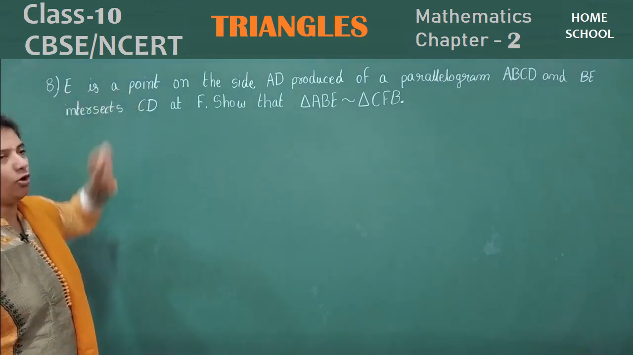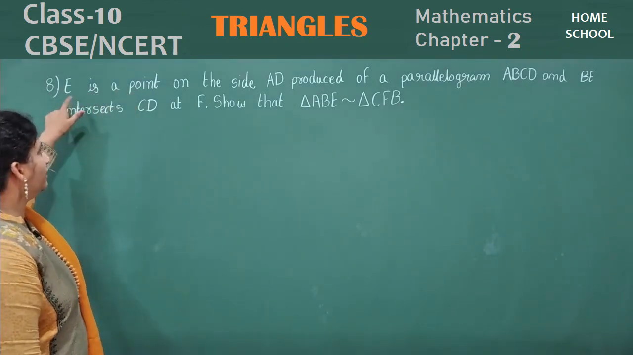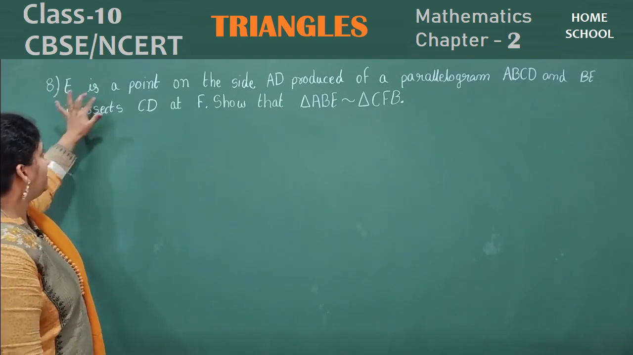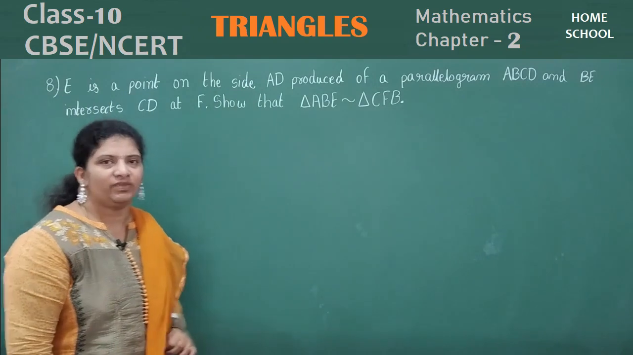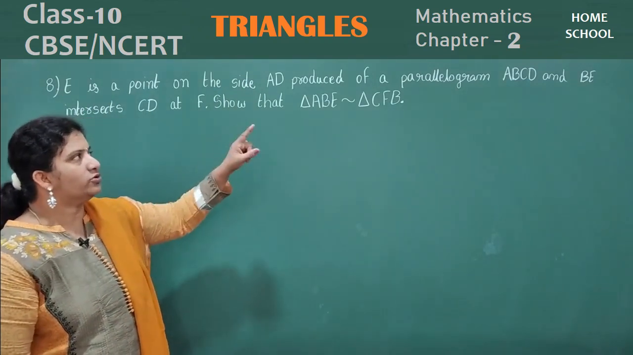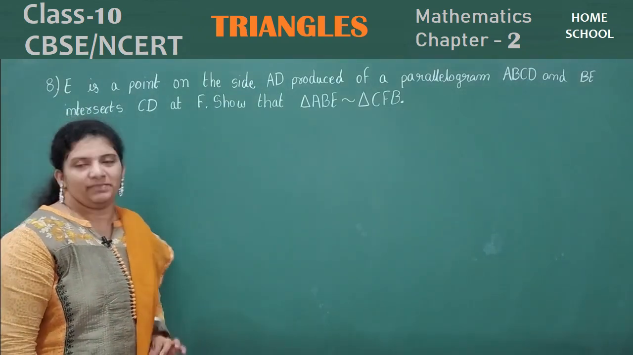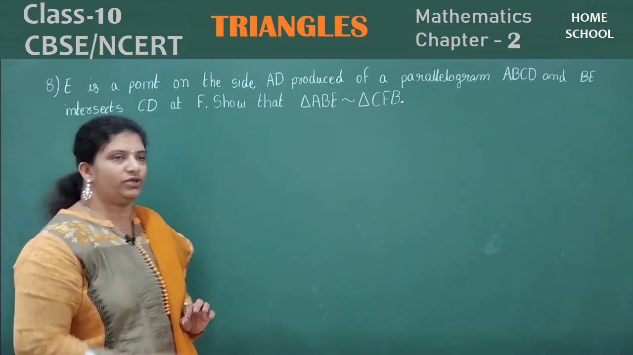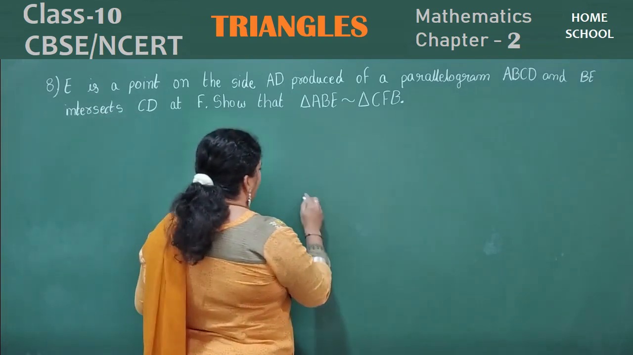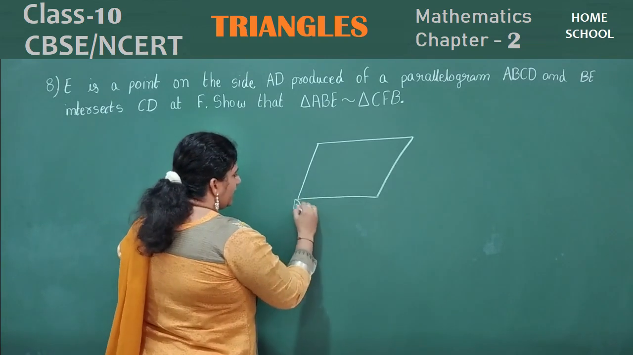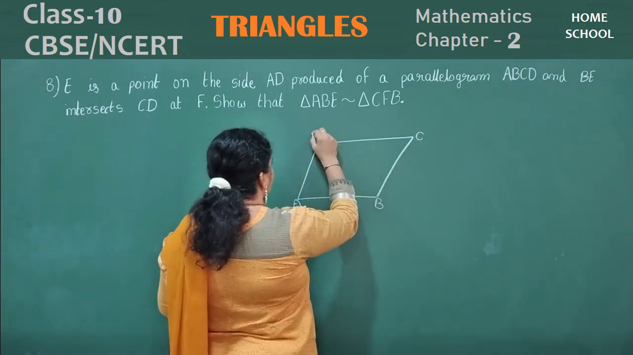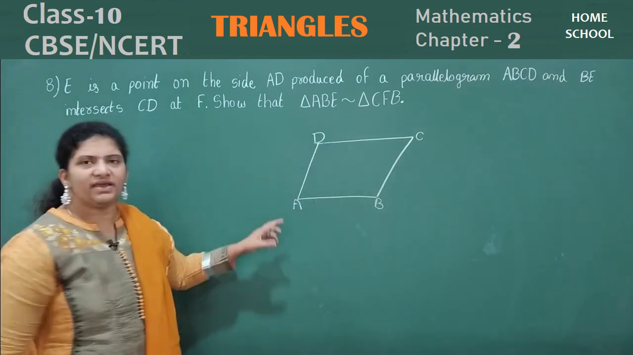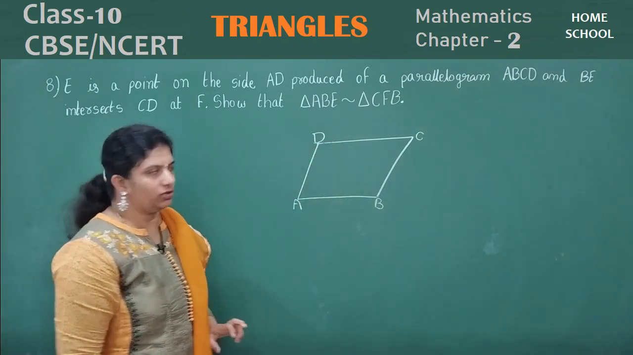E is a point. Capital E is a point on the side AD produced of a parallelogram ABCD. First thing we need to do, let us draw a parallelogram. A, B, C, D. ABCD is a parallelogram.